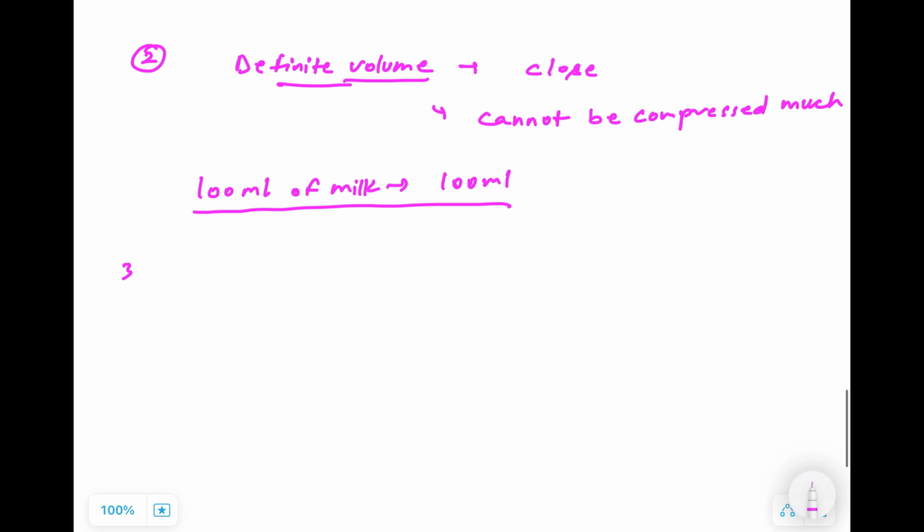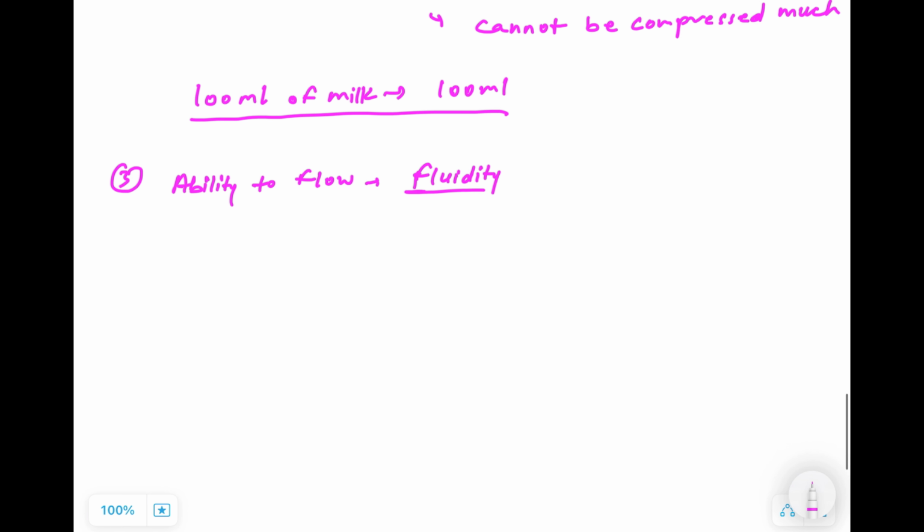The third property of liquids is that liquids can flow easily, and this property is called fluidity, where liquid can flow easily from one place to another. And why is it so? Because liquids have weaker intermolecular forces. Just like water, oil and juice all flow smoothly when poured.